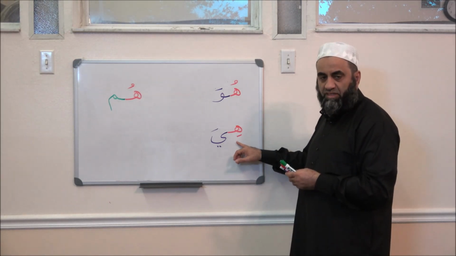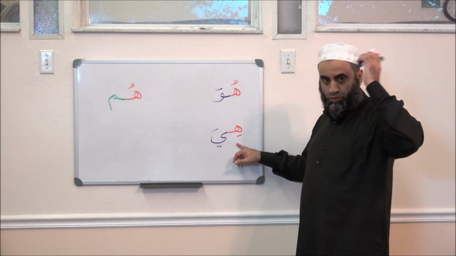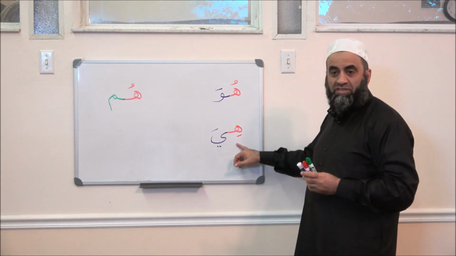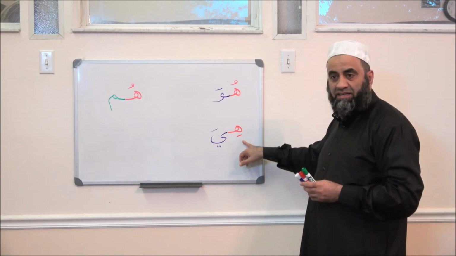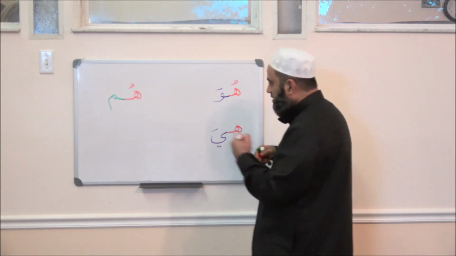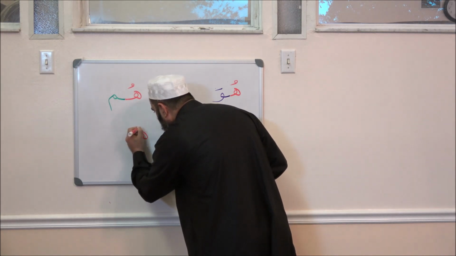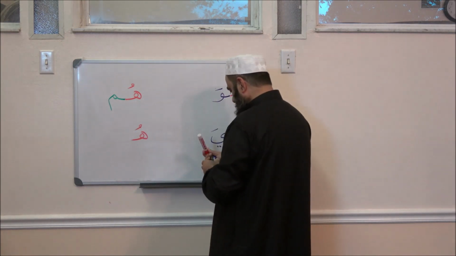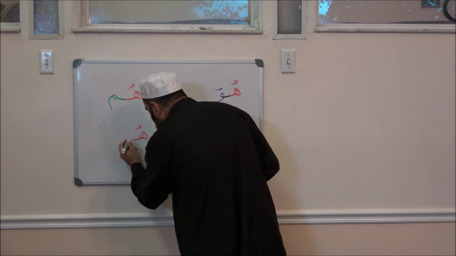And for the girls, how do I say they? A group of girls, I'm talking about a group of girls, they. What was the addition? Noon with shadda. So I take the ha and I add noon with shadda. So here's my ha. Hunna.